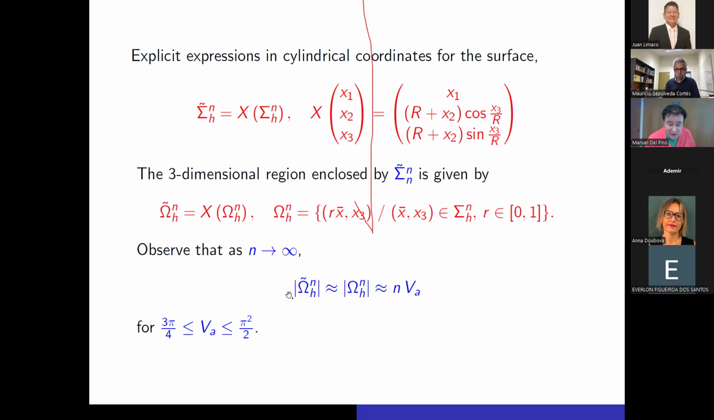The volume of this region is approximately n times the volume of the single cell, if n is large, because the curvature of the collar is very small in reality. It's a very large radius, a very large disk. And the volume of the cells can actually be precisely estimated by these limiting values for a going to 1/2 and for a going to 0. Remember, a is the neck size.